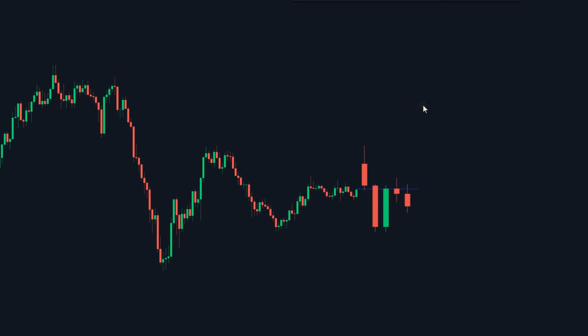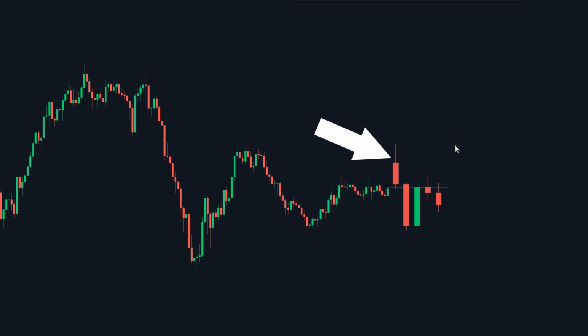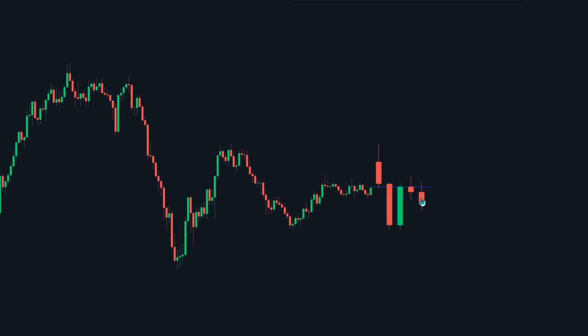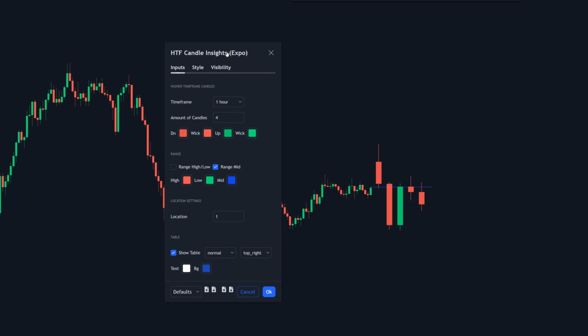Now, after adding this indicator to your chart, you can see that these are the only elements displayed on the chart: the higher time frame candles and this blue line right here. So let's access the settings real quick and customize it to the 5-minute time frame.